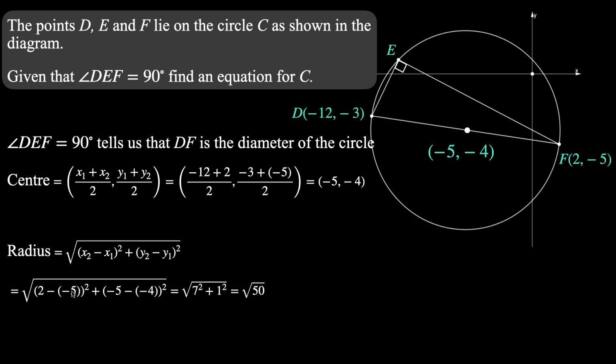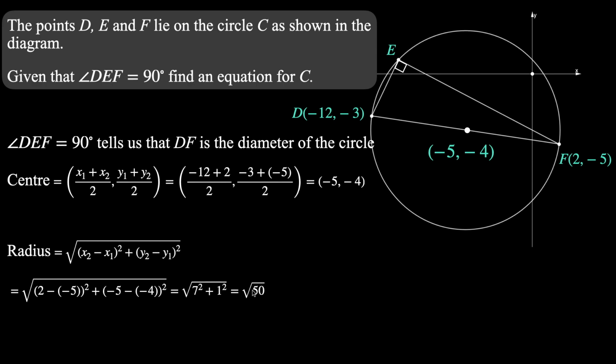2 take negative 5 is 2 plus 5, so that's 7. Negative 5 take negative 4 is negative 5 plus 4, that's negative 1. But I've just ignored the negative because of squaring it, so it's 7 squared plus 1 squared, which is the square root of 50. So that's the radius.